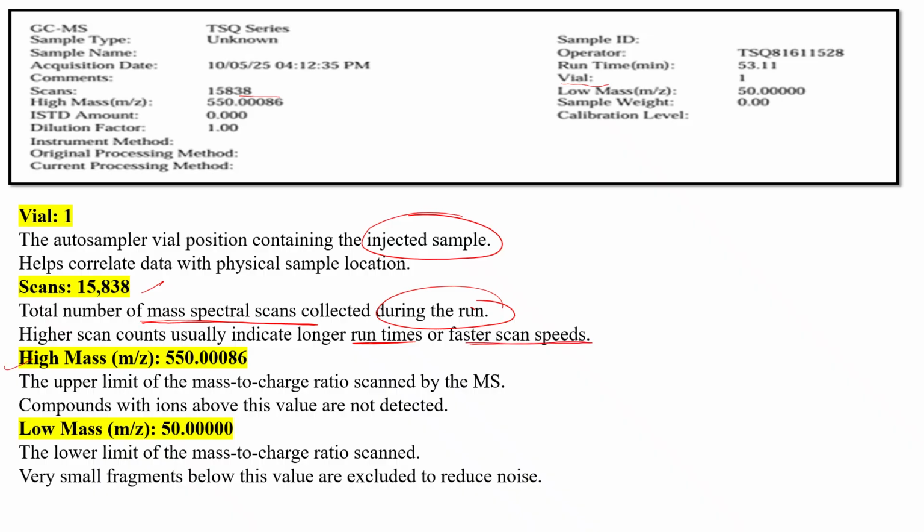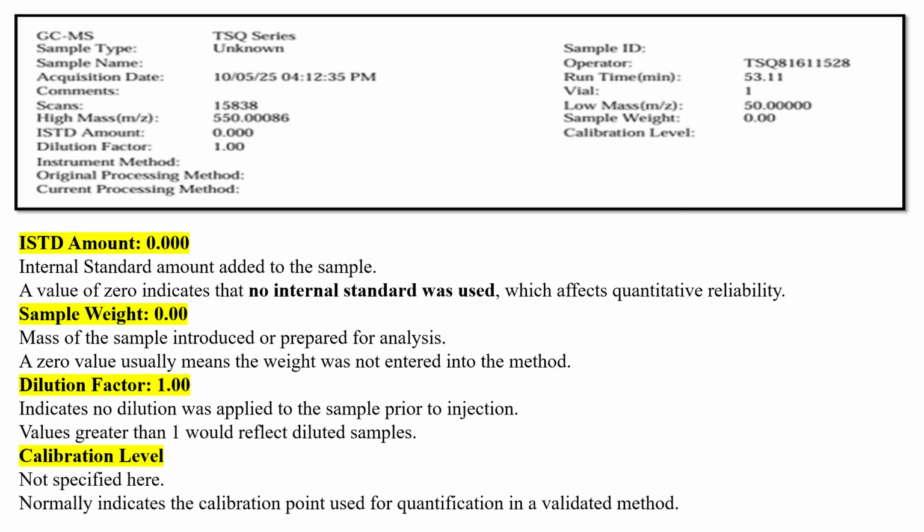And this high mass m by z 550 and low mass m by z 50. It means that the mass to charge ratios existing between the lower limit 50 and higher limit 550 have been scanned, and any value higher than 550 or lower than 50 has not been scanned. So what is the advantage of not going below 50? That is, it will exclude or reduce noise. Then ISTD amount, that is internal standard amount. So it was 0, that is no internal standard was used.